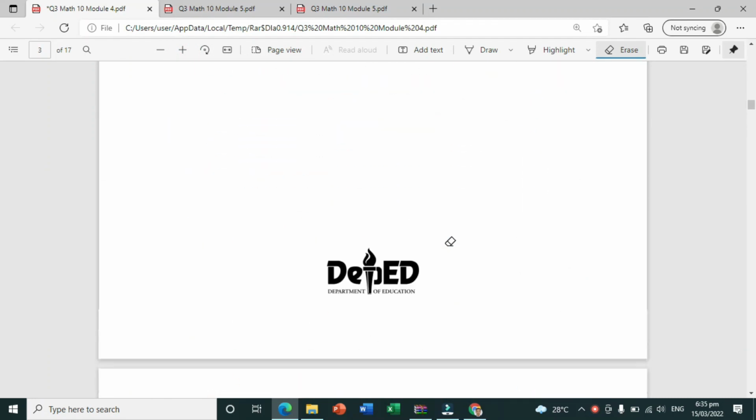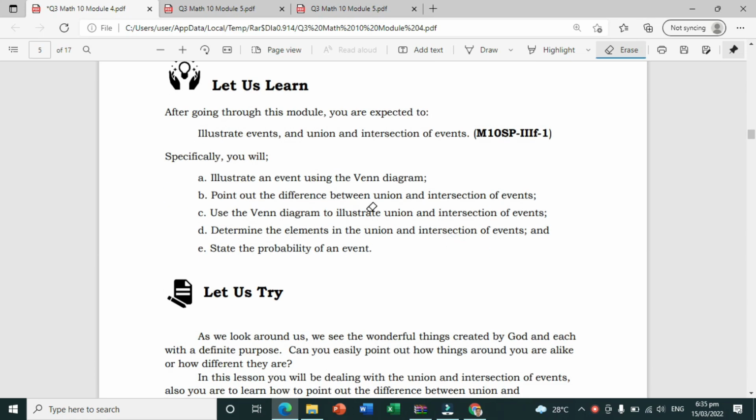So, our objectives for today are: after going through this module, you are expected to illustrate events and union and intersection of events. Specifically, you will illustrate an event using the Venn diagram. Point out the difference between union and intersection of events. Use the Venn diagram to illustrate union and intersection of events. Determine the elements in the union and intersection of events and state the probability of an event.